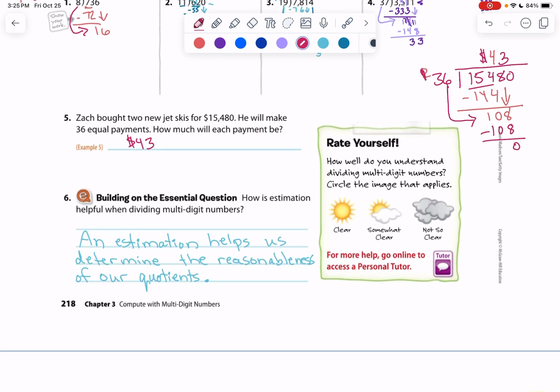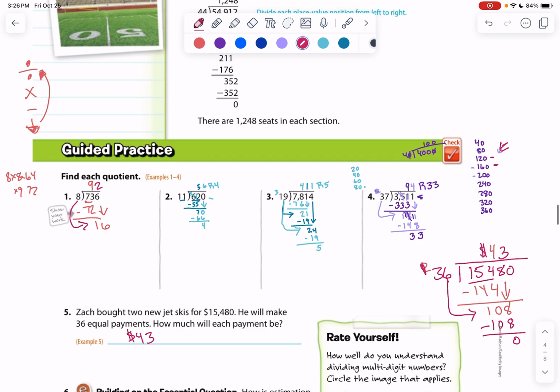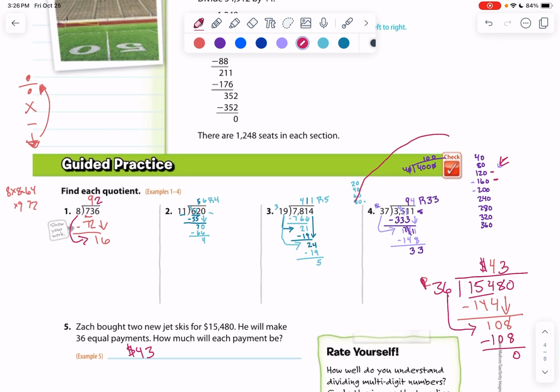So this question, how is estimation helpful when dividing multi-digit numbers? Estimation helps us determine the reasonableness of our quotients. Okay, so like, where's one where we estimated? Here's one where we did the estimation. Our estimation was 100 and our actual quotient was 94. That's pretty reasonable, don't you think? But what if I had gotten 904 or 940? That wouldn't seem right, would it? So estimation really helps us out just to double check ourselves, okay?